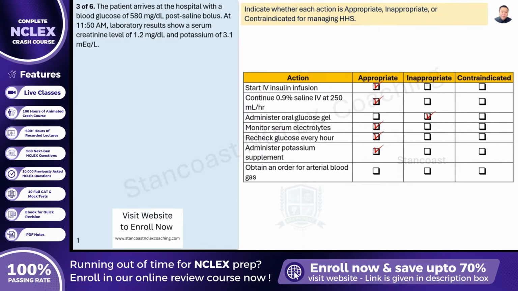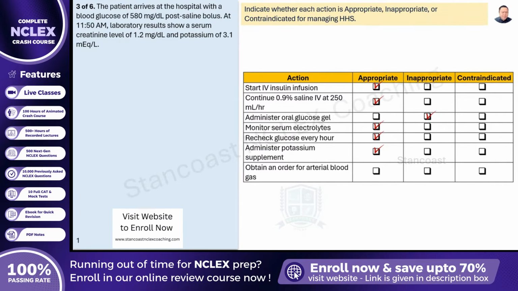This can cause the potassium ions to go inside the cells. So we want to make sure that while the patient is still getting the insulin infusion, we are also replacing the potassium. So kind of even out the numbers here. And as long as the kidneys are working properly, which they are, because the creatinine level is 1.2, then it's safe for us to administer the potassium replacement intravenously at this point. All right, so we are checking that appropriate box right there.